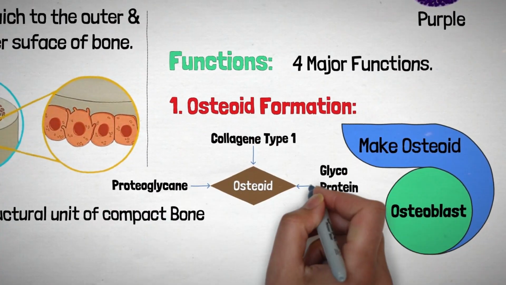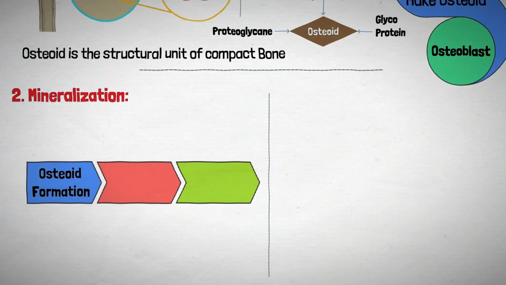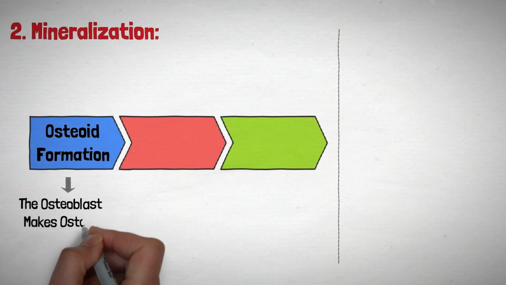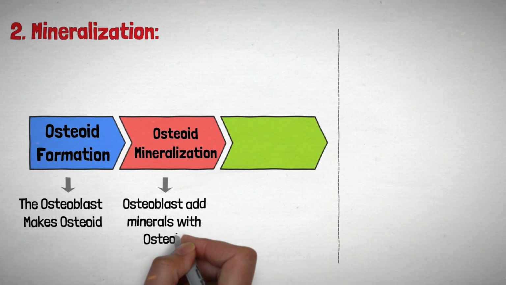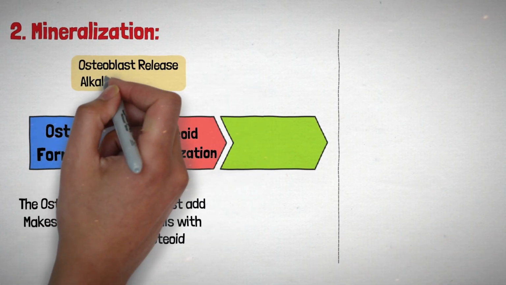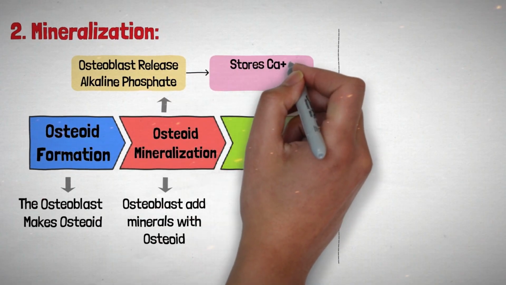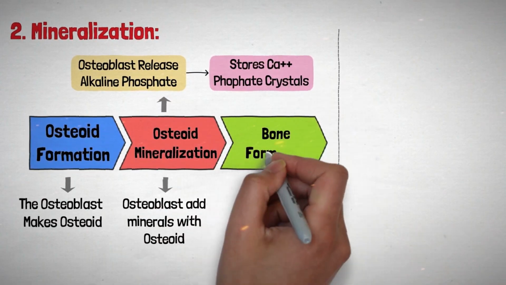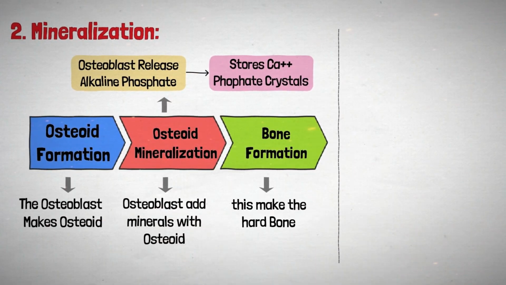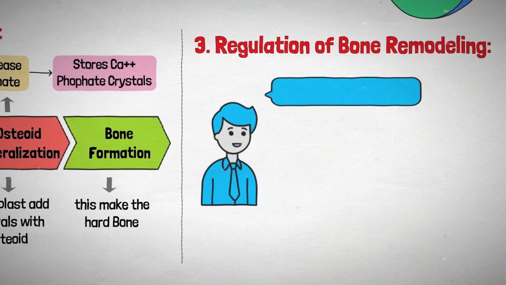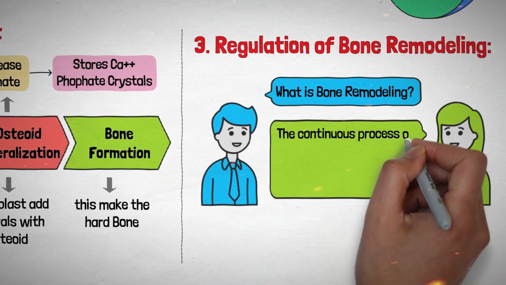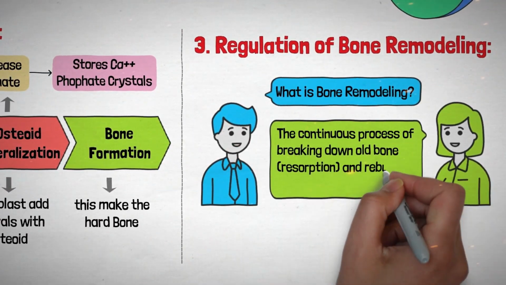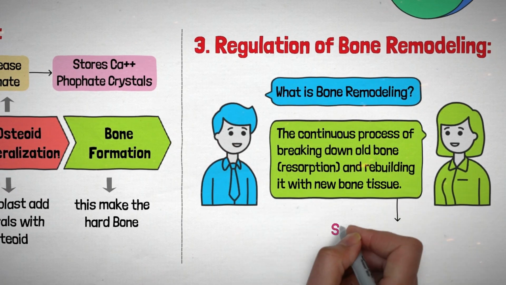After forming the osteoid, the osteoblast itself mineralizes this matrix. For this, it releases enzymes like alkaline phosphatase. This stores calcium phosphate crystals and converts the osteoid into hard bone. Regulation of bone remodeling. Bone remodeling is a continuous process in which old bone is broken down and new bone is formed, so that the bone remains strong, healthy, and updated.